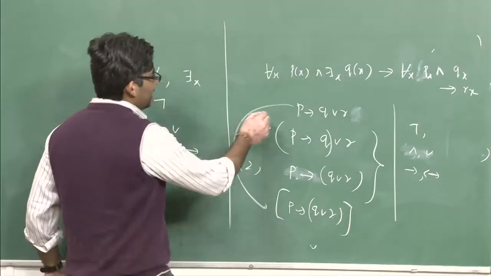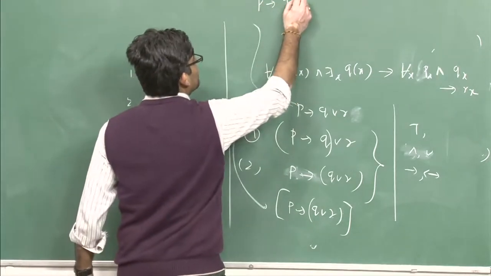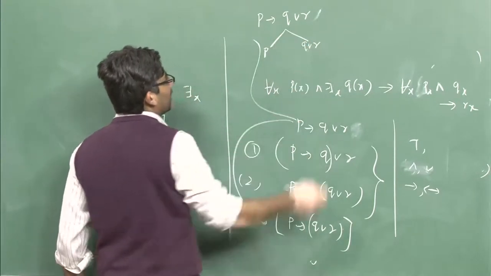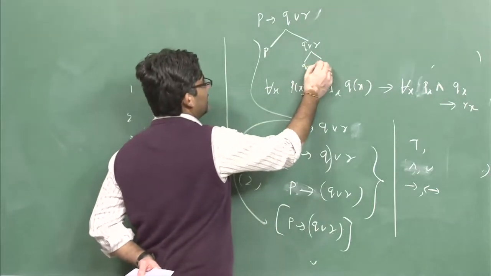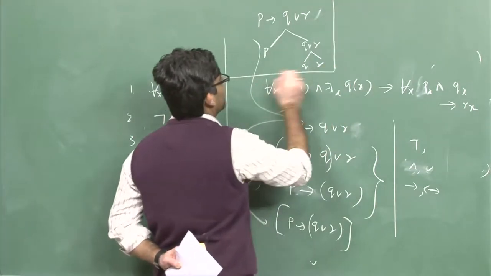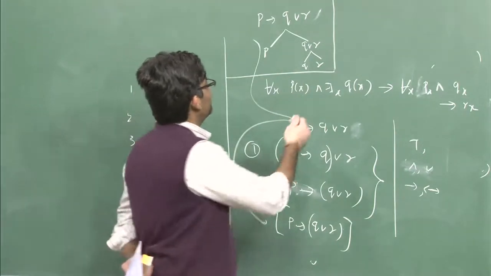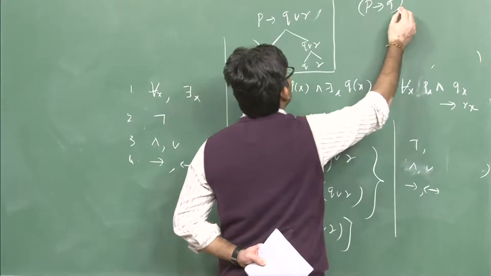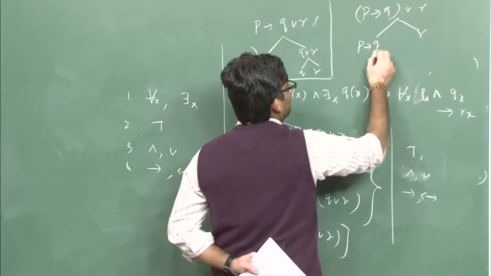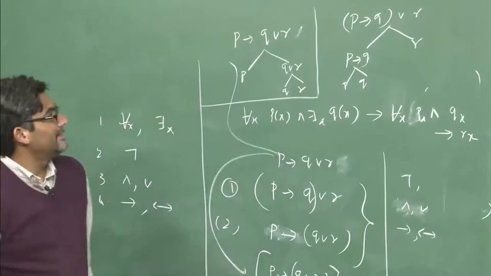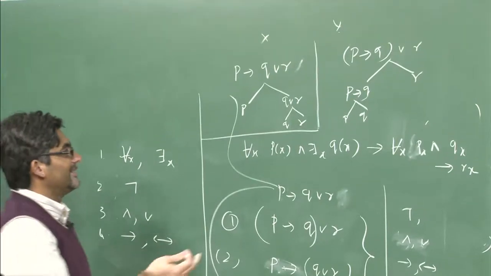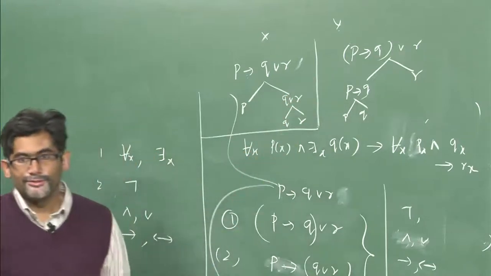the formation tree for this one. It will be like this, P implies Q or R. So now it will be P and then Q or R. So now Q or R. This is the formation tree for this formula. Suppose you have a formula like P implies Q and R, then the formation tree for this one is like this, P implies Q and R, P and Q. So the formation trees for these two look quite different. That is why each and every formula will come with its own formation tree.